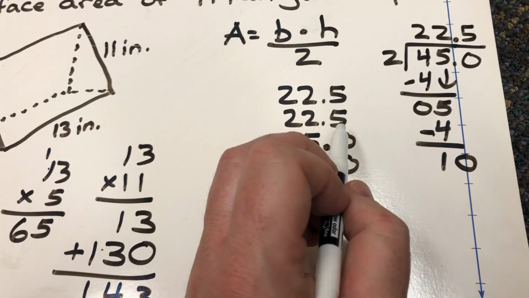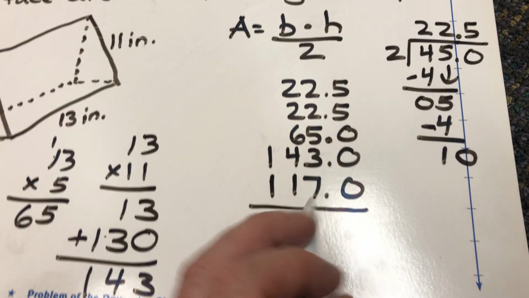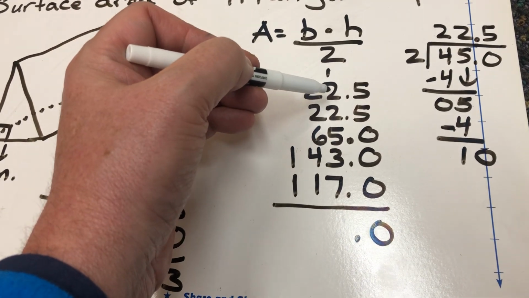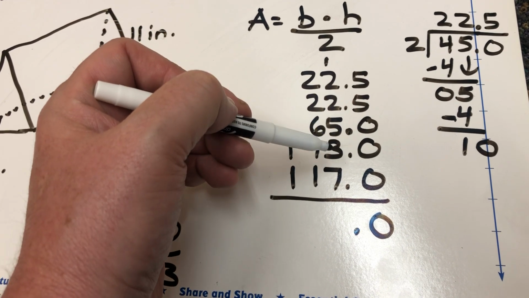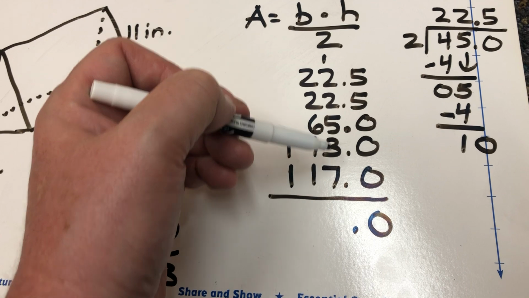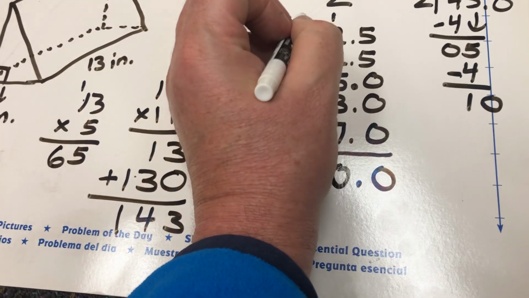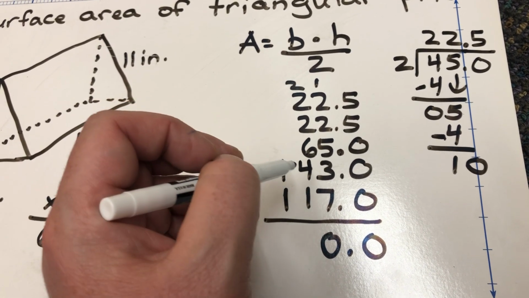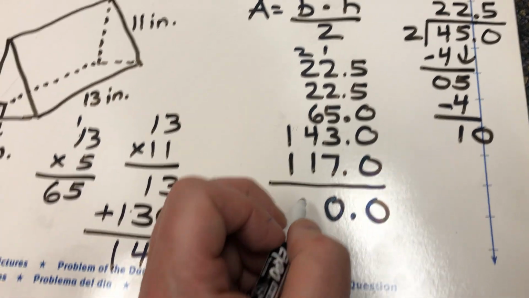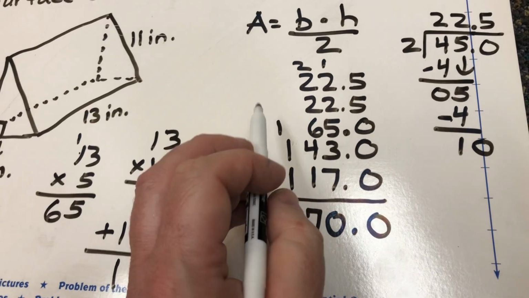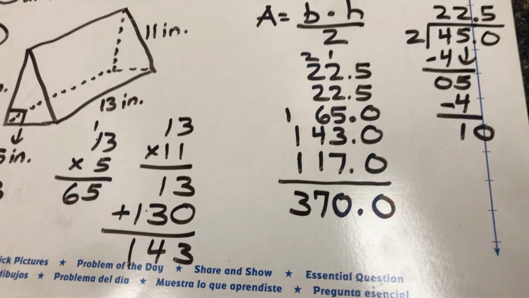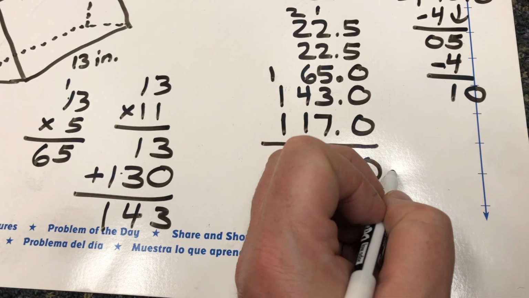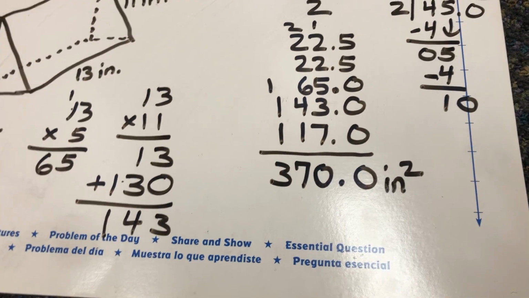Well, let's add. 5 plus 5 is 10. Still 10, still 10, still 10. Put the 0 down, drop the decimal, carry the 1 from the 10. 1 plus 2 is 3. Plus 2 is 5. Plus 5 is 10. Plus 3 is 13. Plus 7 is 20. Put the 0 down, carry the 2. 2 plus 2 is 4. Plus 2 is 6. Plus 6 is 12. Plus 4 is 16. Plus 1 is 17. Put the 7 down, carry the 1. 1 plus 1 plus 1 is 3. 370.0, and it's inches, so that's going to be inches squared.